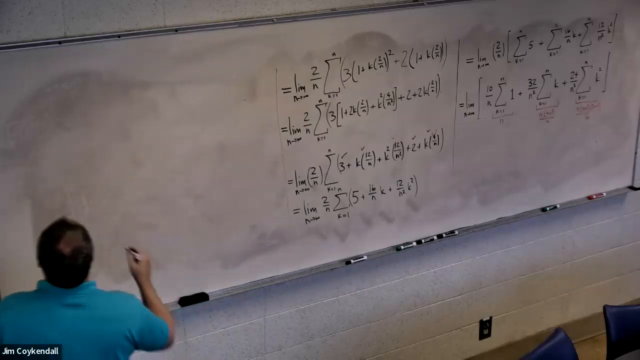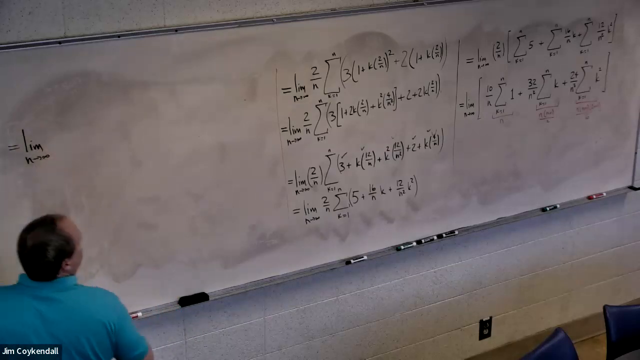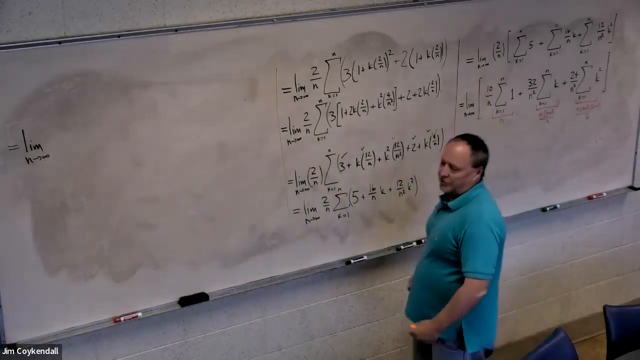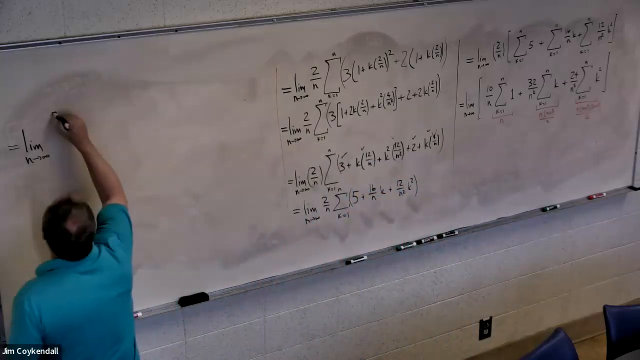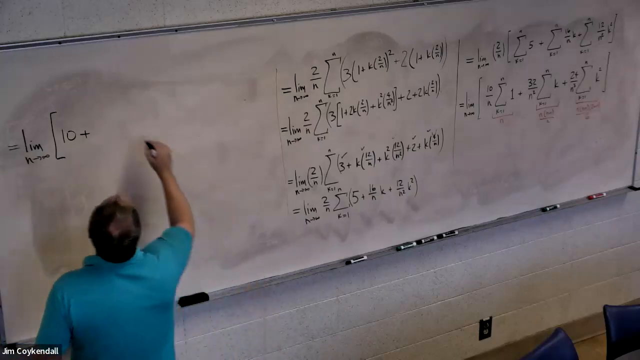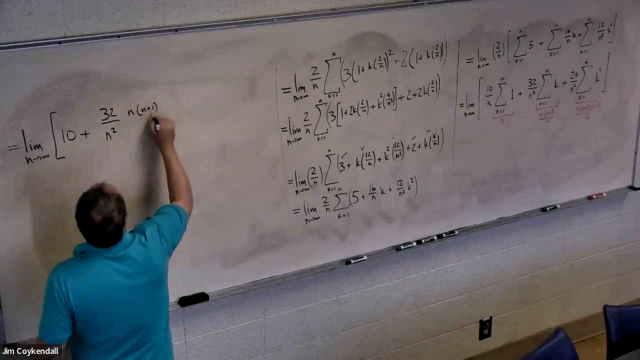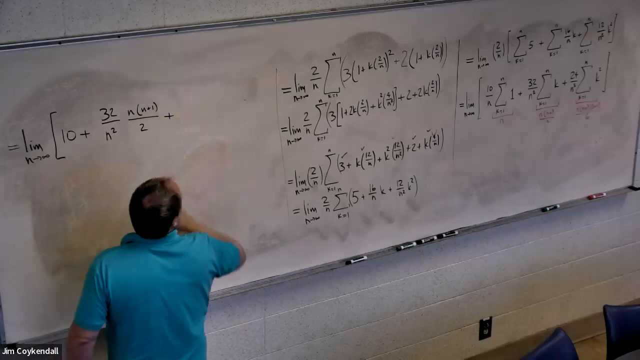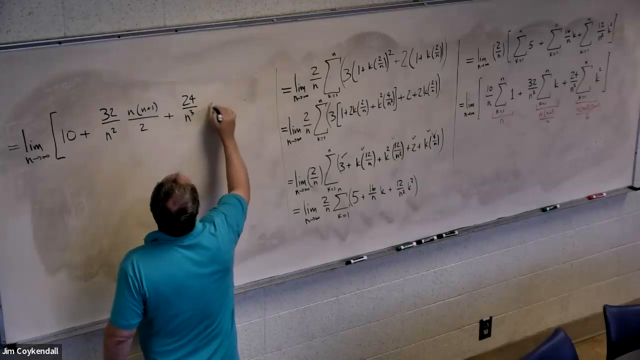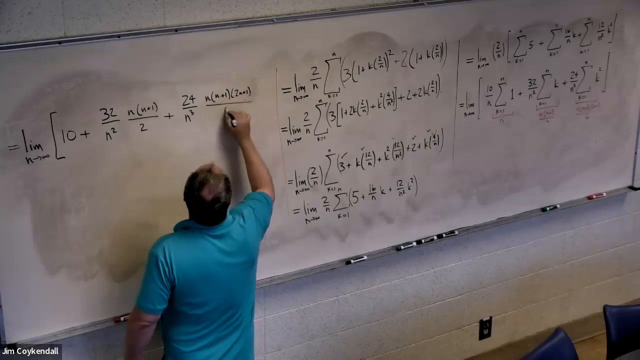Okay, so let's see this. Then n goes to infinity. Okay, so let me simplify this stuff here. This is 10 over n times n, which is 10. And then I get 32 over n squared times n times n plus 1 over 2. And then I get 24 over n cubed times n times n plus 1 times 2n plus 1 over 6.